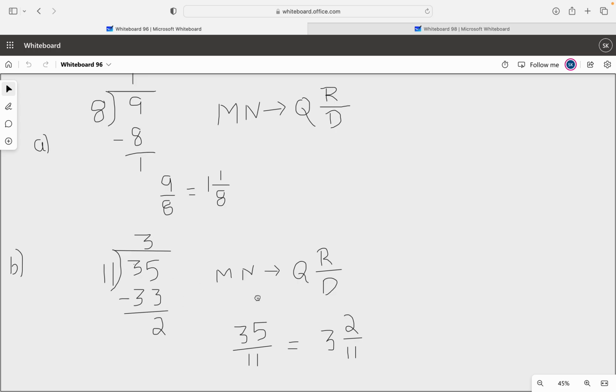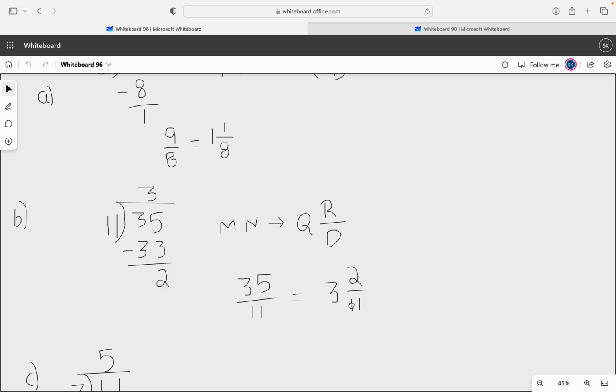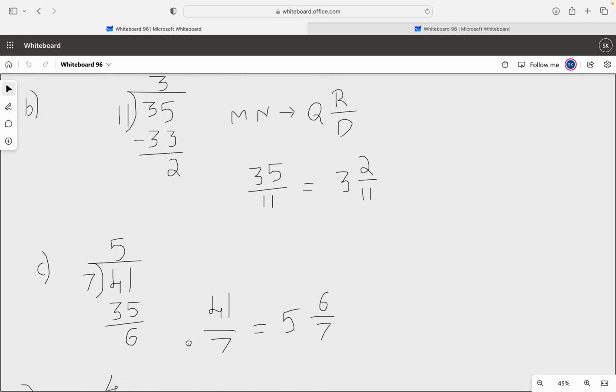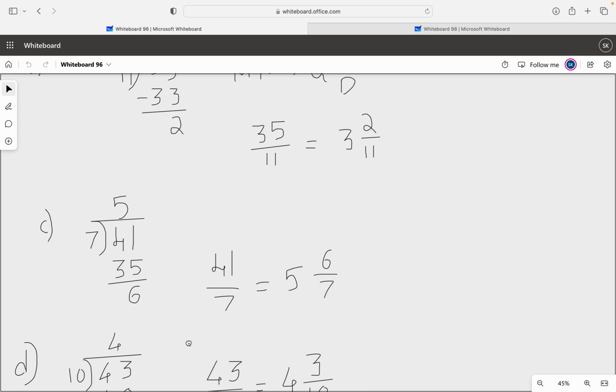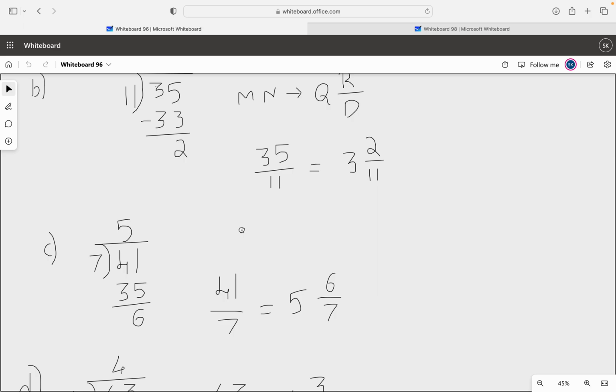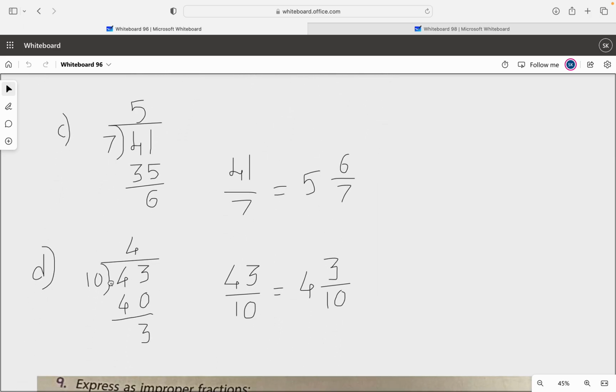We've done the same steps. It is 3 2 by 11. Why? Quotient, remainder, dividend. And don't worry, we'll do all the sums once again in class. See, 41 by 7 is nothing but 5 6 by 7. What is the criteria? Mixed number is quotient, remainder by dividend. 43 by 10 is nothing but 4 3 by 10. Quotient, remainder, dividend. Alright.